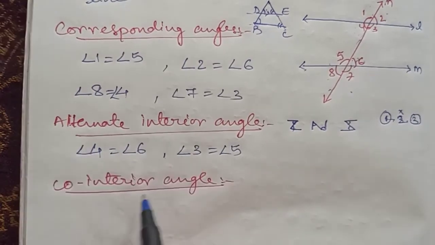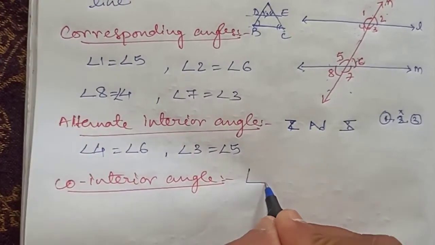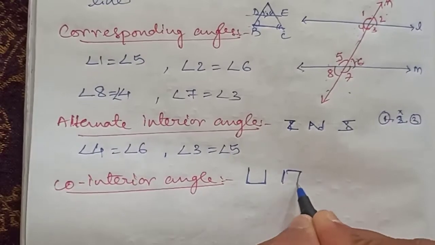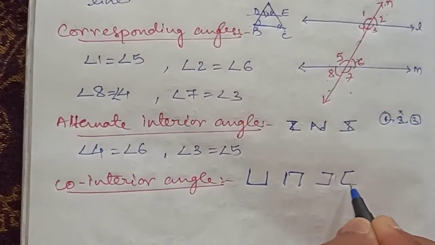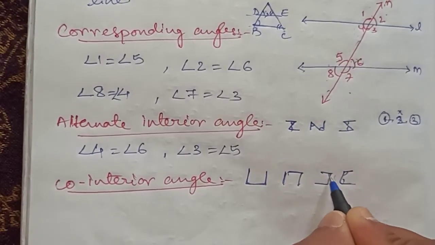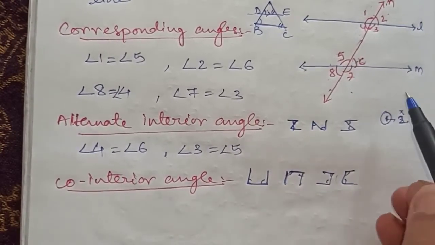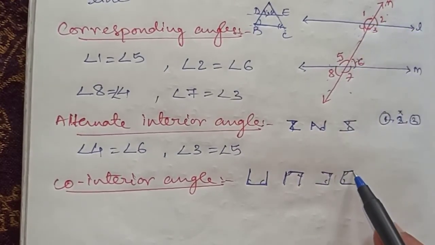Next is co-interior angles. Which are co-interior angles? If you can see shapes like this or like this, either C shape, then these angles are co-interior angles. Can you find any angle like that? Yes, this looks like this shape.